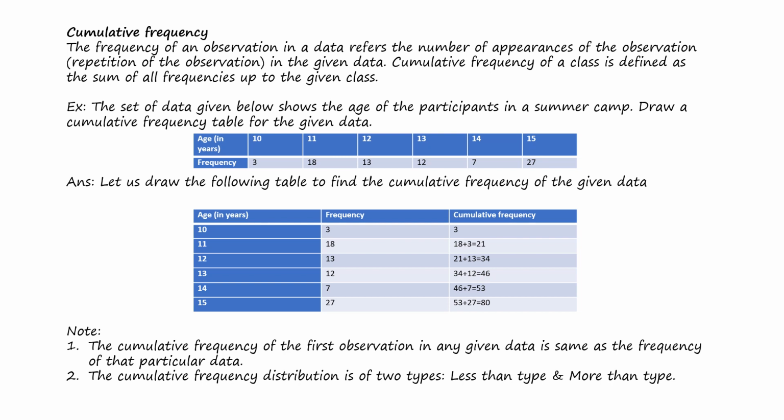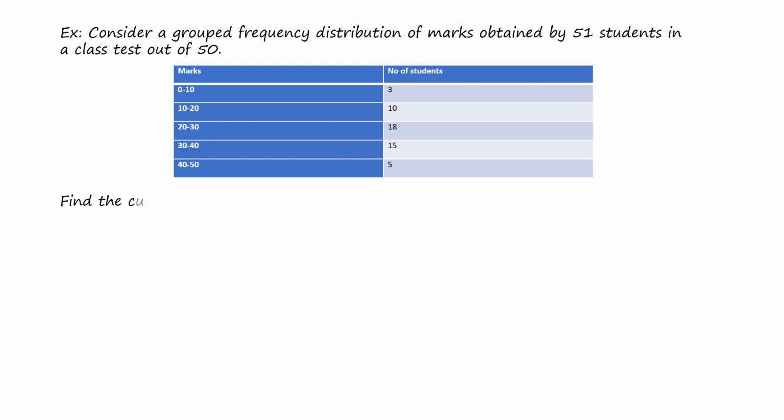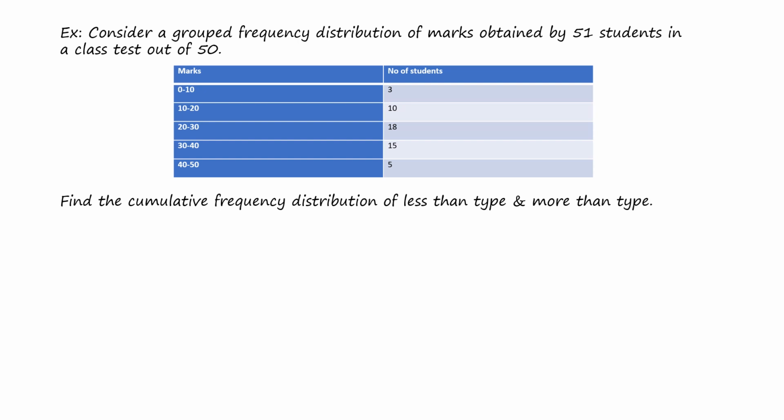Let's see through an example. Consider a grouped frequency distribution of marks obtained by 15 students in a class test out of 50. Find the cumulative frequency distribution of less than type and more than type.